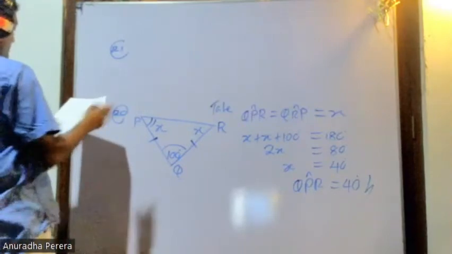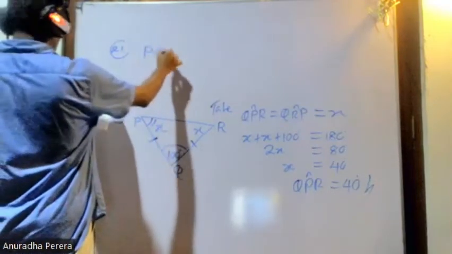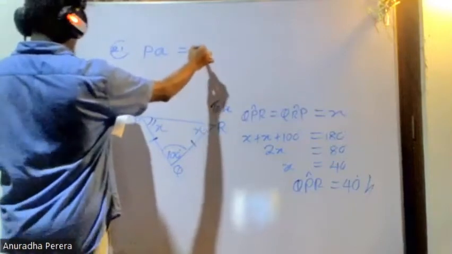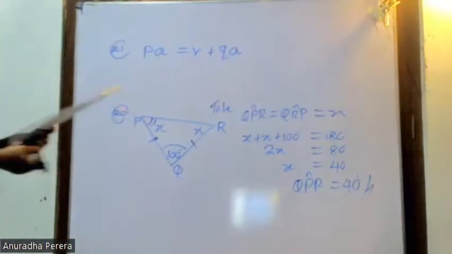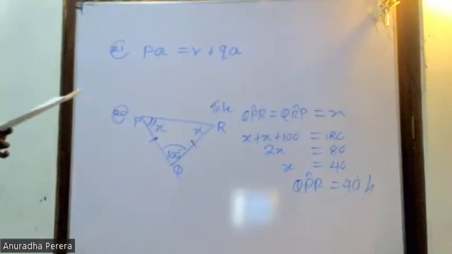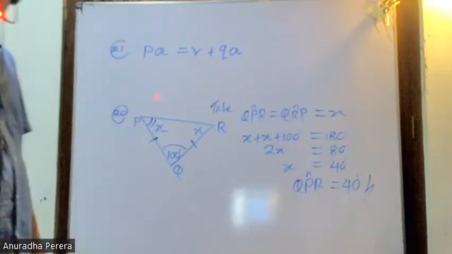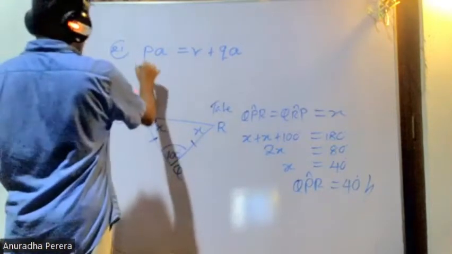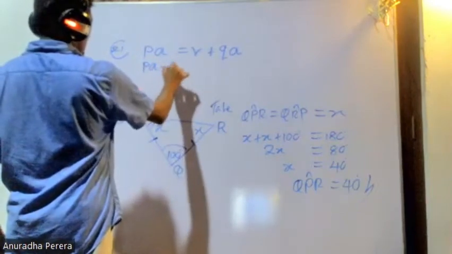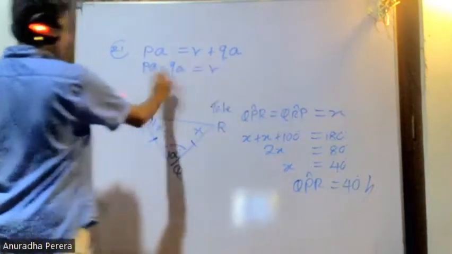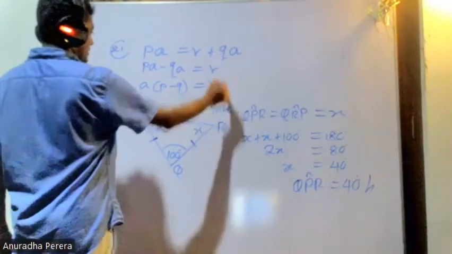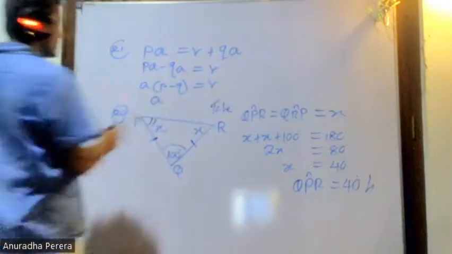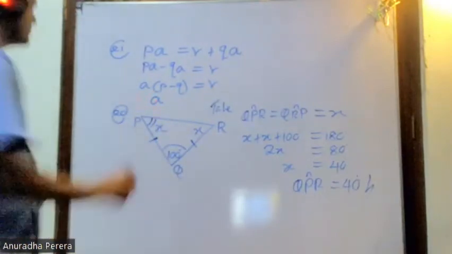Make A the subject of the formula PA = R + QA. We need A the subject. There are two A's. All A terms can be written on your left side. PA minus QA equals R. Take A as a factor here. A times (P minus Q) equals R. And A equals R over P minus Q.